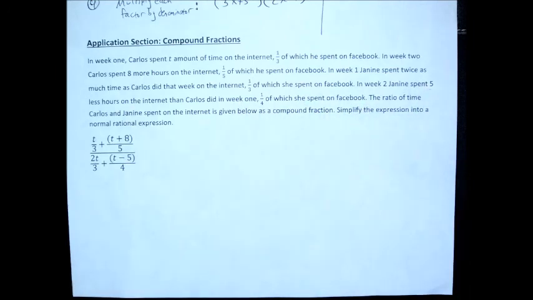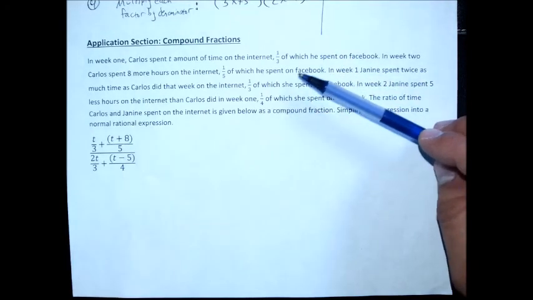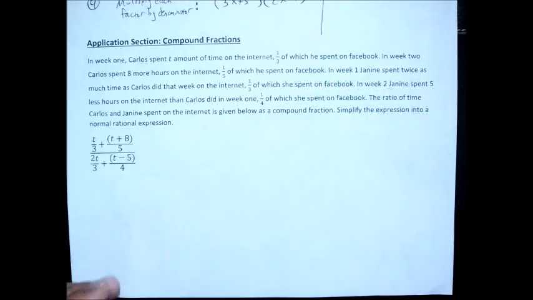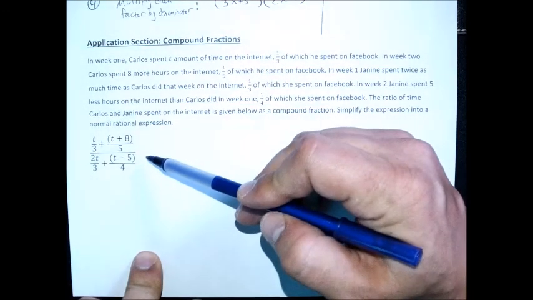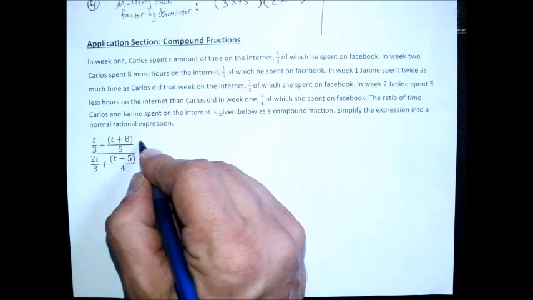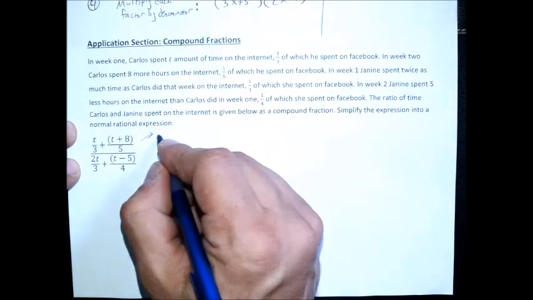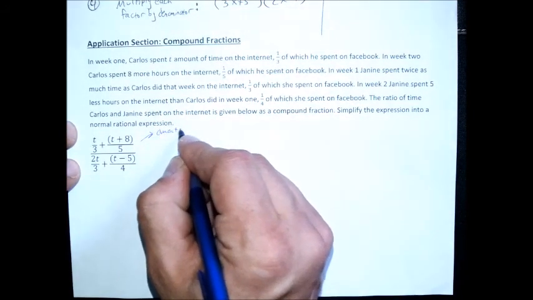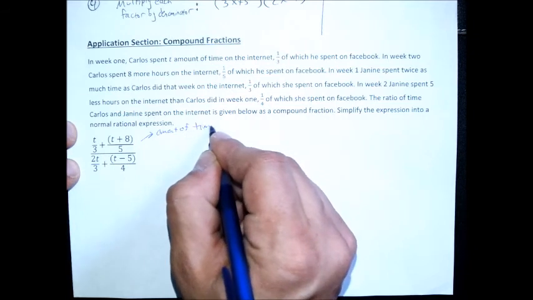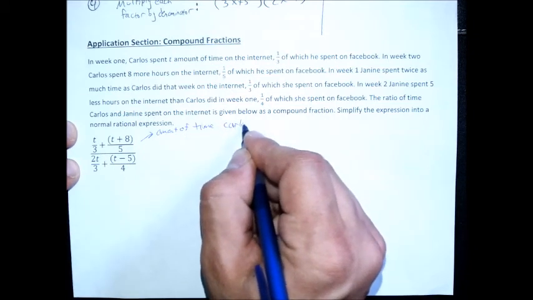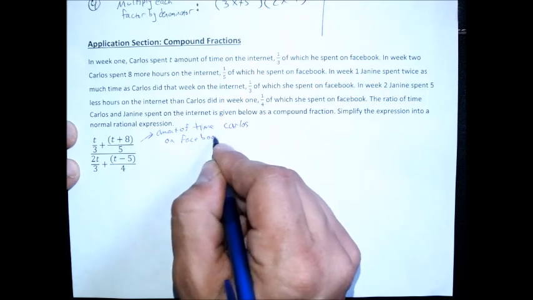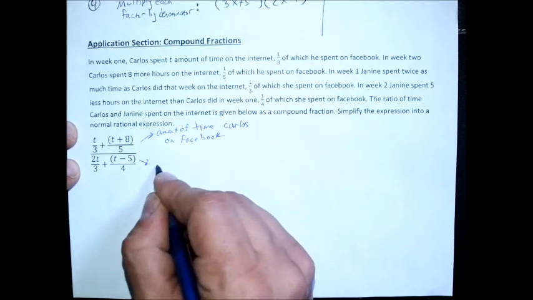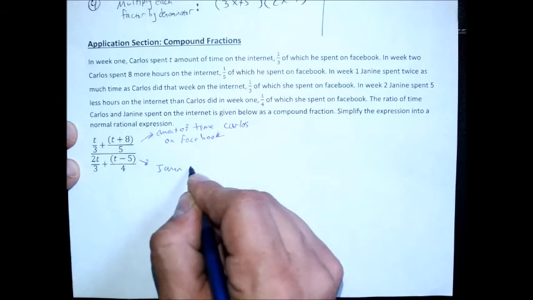You don't need to know any of that stuff. The point is, we've got some situations where there's ratios. And if we took the ratio of the time that the two of those people spent on Facebook, it would be given by this equation right here. The numerator here is the amount of time Carlos is on Facebook. And then the bottom is the amount of time that Janine is on Facebook.